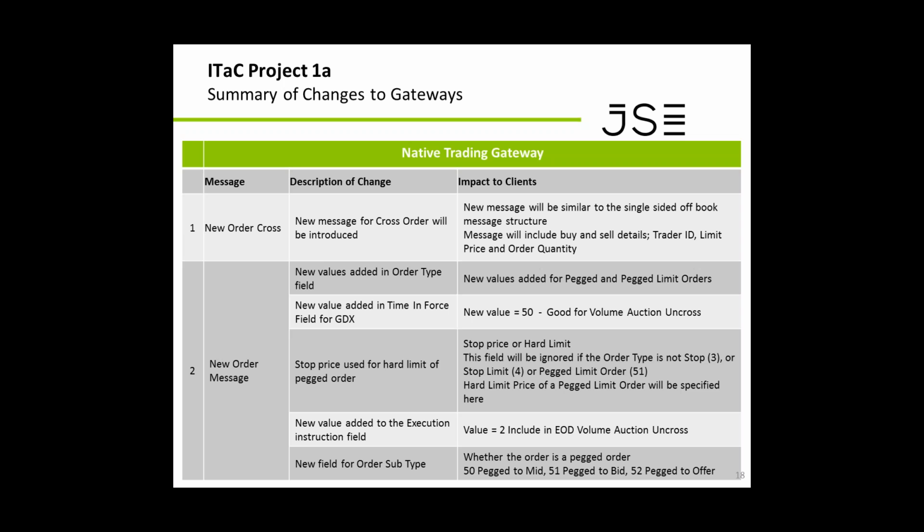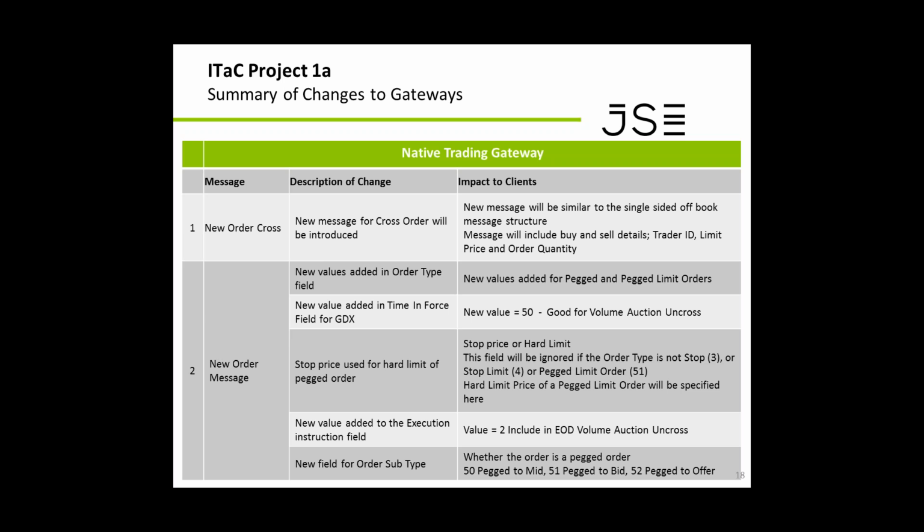For the native trading gateway, which we'll start with, on the new order cross message, there's a new message that will be introduced for the cross order itself. As mentioned, this will be very similar to the single-sided off-book message structure. And that'll include the buy-sell details as well as the trader ID, limit price, as well as the order quantity.